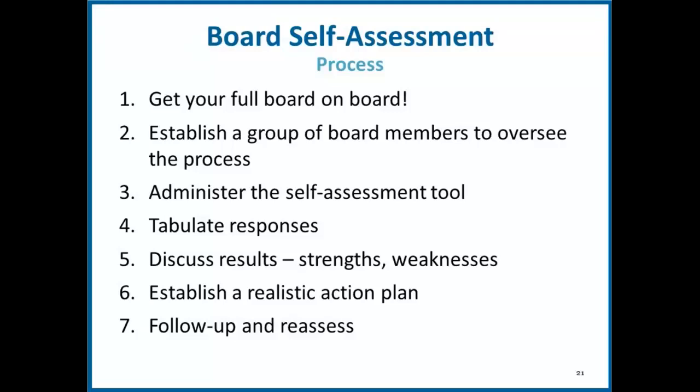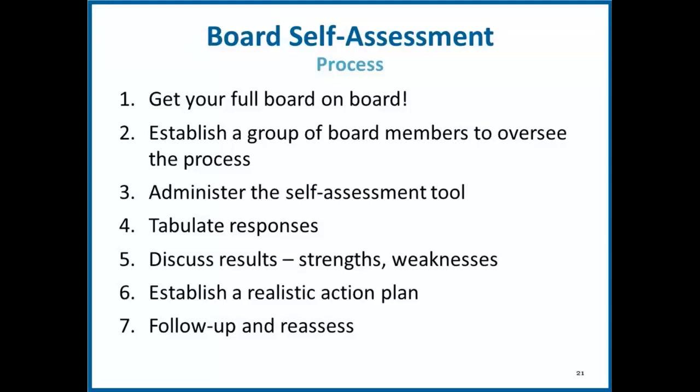So that can be a way to not only get the board self-assessment process going, but get a board governance committee going as well. As far as the rest of the process, of course, you want to get your full board on board. So if people are at odds or resistant, you probably want to work through that first before you begin. You want to establish that group of board members to oversee the process. Then you administer the self-assessment tool, making it accessible to all, keeping it in a time-sensitive time frame to make sure people are completing it all around the same time. Then you would tabulate responses.